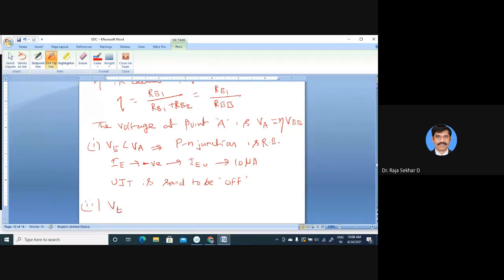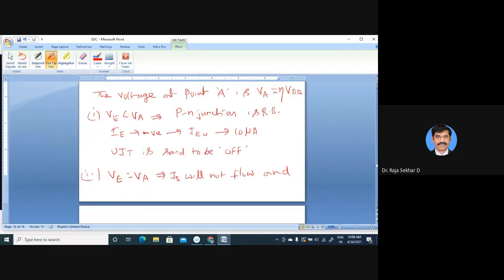Similarly, when VE is equal to VA, both the voltages are the same. This implies IE will not flow, and the device UJT is ready to get on.